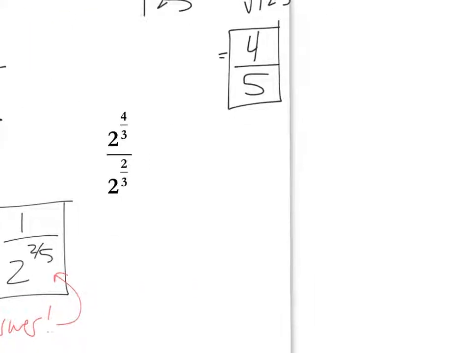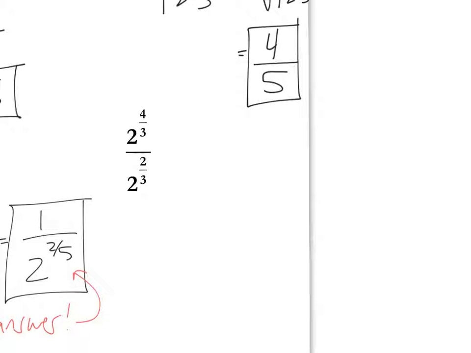Okay? Now we just have one more. This one's very similar. We're going to keep the 2, but remember what to do with the exponents when you divide. You subtract them. So what I'm going to do is 4/3 minus 2/3, and that gives me 2 to the 2/3.